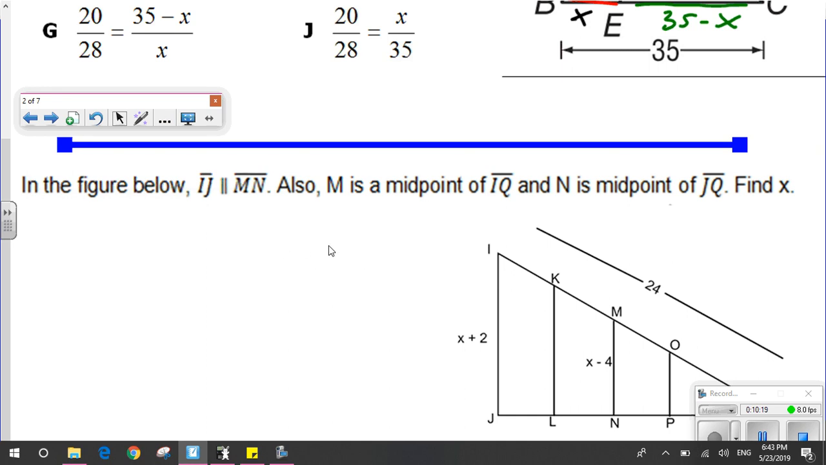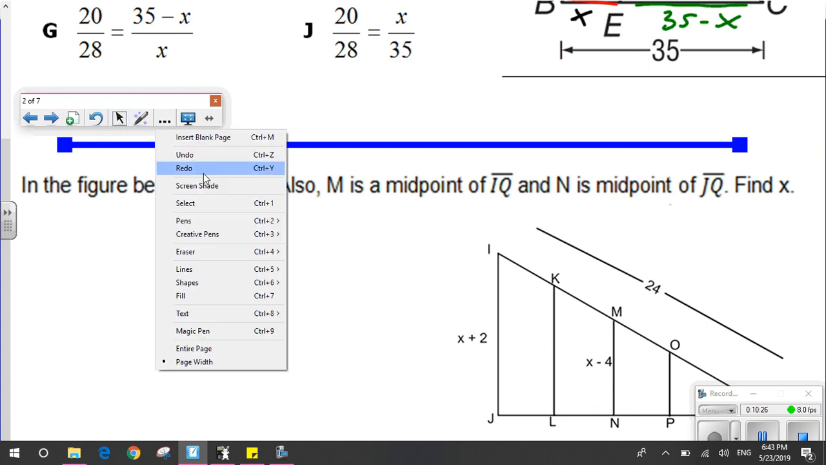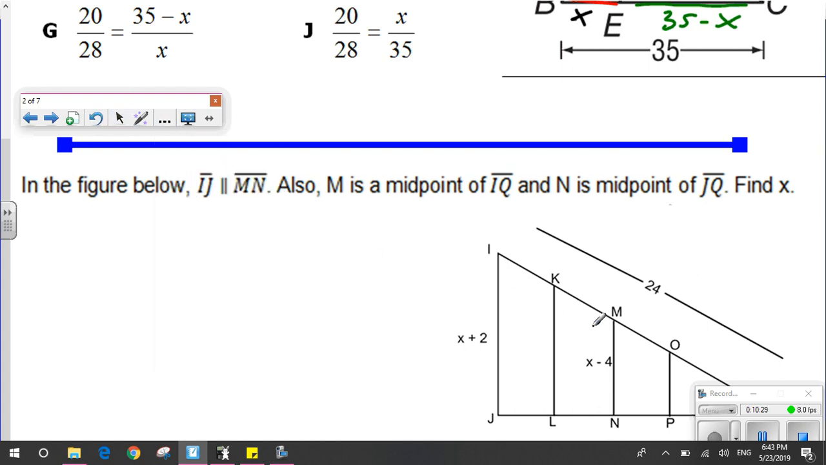All right, in the figure below, it says that IJ is parallel to MN. So you might want to add the parallel marks. So IJ with MN. Now again, since I have parallel lines, I now have proportional pieces. It's telling us that M is the midpoint of this line and N is the midpoint of this line. Find X. So we're going to use proportions.